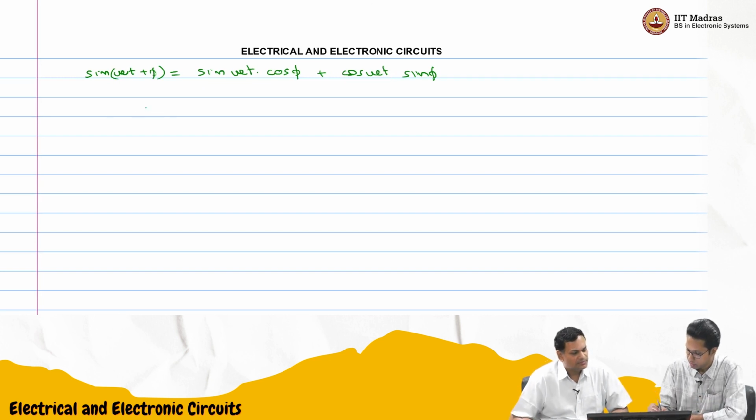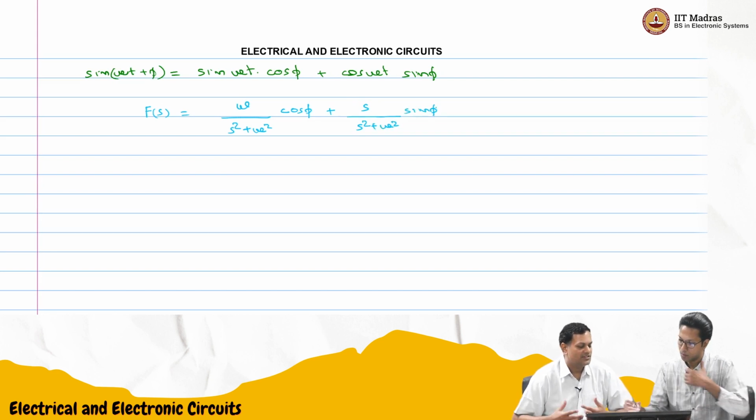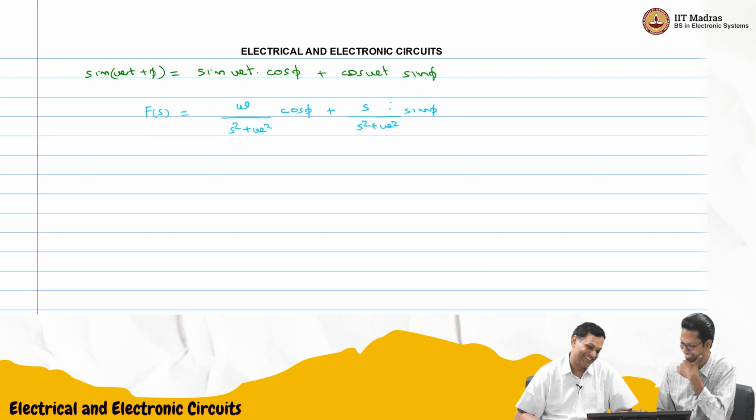So that means f of s, the Laplace transform of this, we can straight away write. Laplace transform of sin omega t is omega by s square plus omega square, times cos phi, plus s by s square plus omega square times sin phi. This is straightforward, not as complicated as I thought.